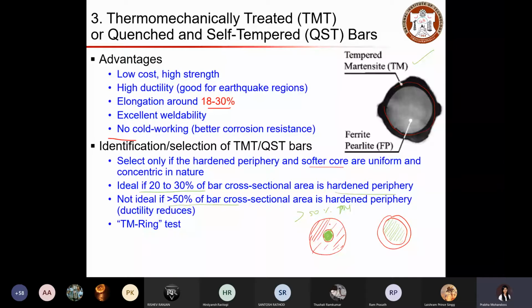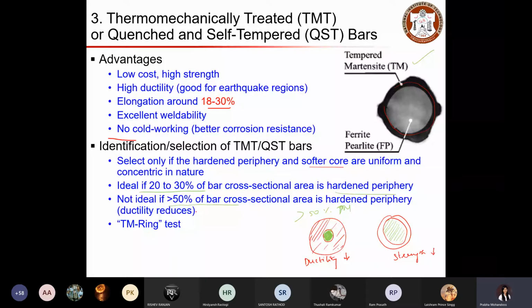Ductility gets reduced, whereas when you have less outer periphery, your strength will get reduced. That is why you should have a balanced, optimum amount of hardened periphery and then the core level. So the condition is that, for good quality TMT or QST bars, the ideal case is that the bar cross-sectional area contains 20 to 30% hardened periphery.